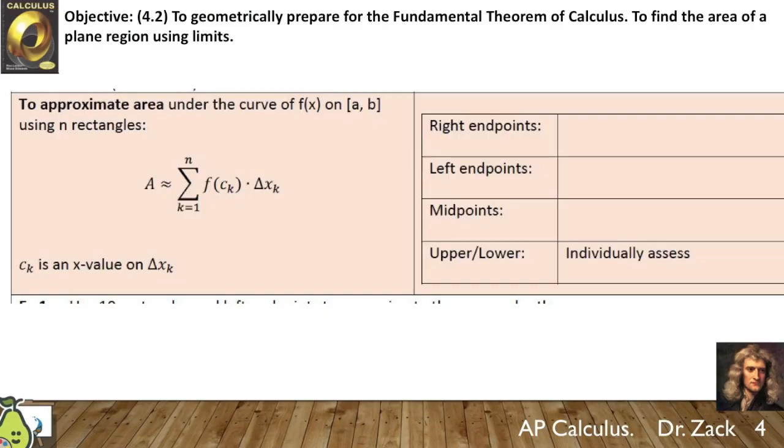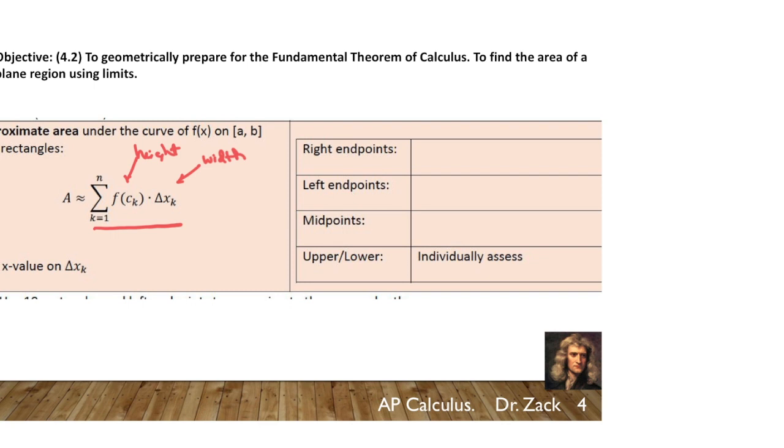So in general, area is approximately equal to the sum k equals 1 to n of f of c sub k multiplied by delta x sub k, where f of c sub k is the height of a rectangle and delta x is the width of the rectangle. Now we're going to use the notation delta x sub k because, remember, your delta x could have varying lengths. If you're told to use right-hand endpoints, your c sub k, or the x value, is going to be a plus k delta x.